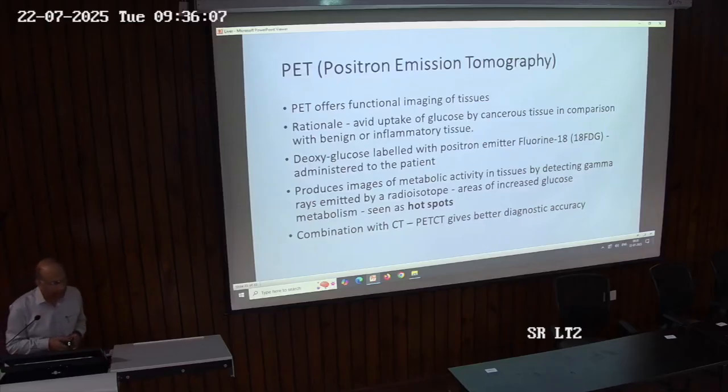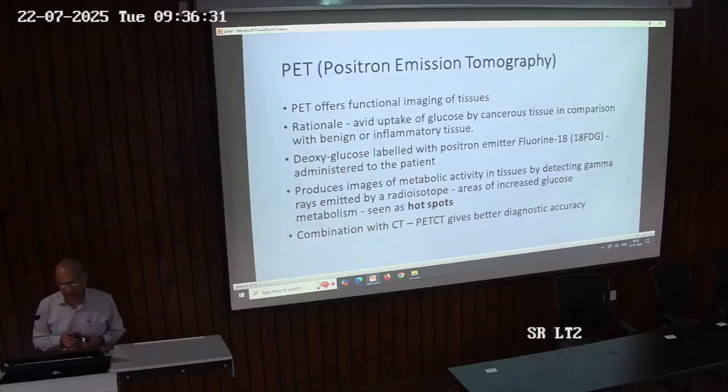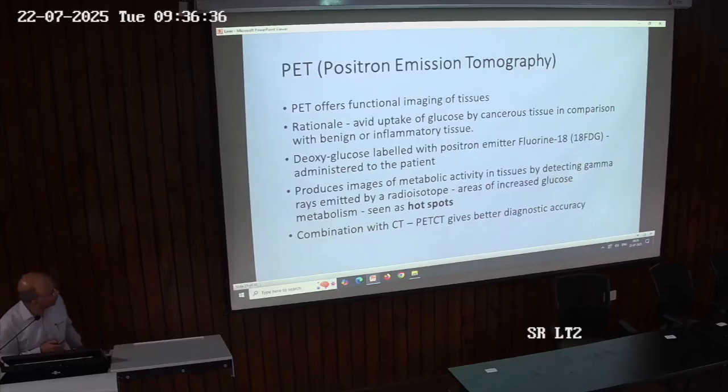The next one is PET and PET-CT. So what does PET do? It gives you a functional imaging of the tissues. PET is based on the rationale that malignant cells or cells which are in inflammation, they take up glucose more avidly or more vigorously than normal tissues.